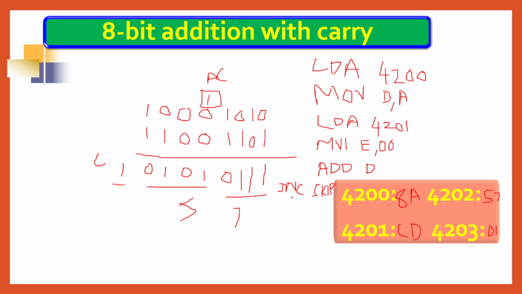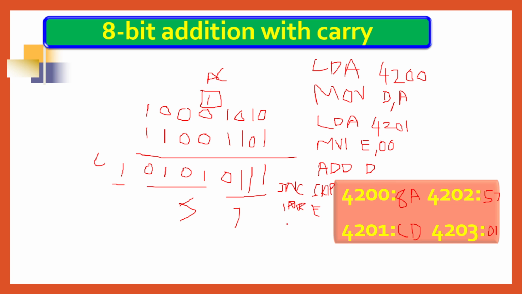Suppose carry occurs, what do we have to do? We have to load 01 into the register. Either you can use move immediate E, 01, or you can increment that register also, because 0 is already there. So if you increment, INR E, it becomes 01 here. So now the sum is in accumulator, carry is in E register, both we have to store.